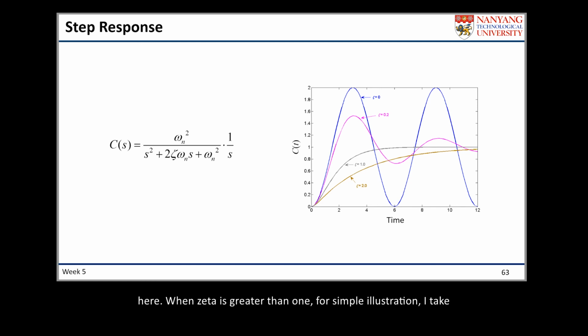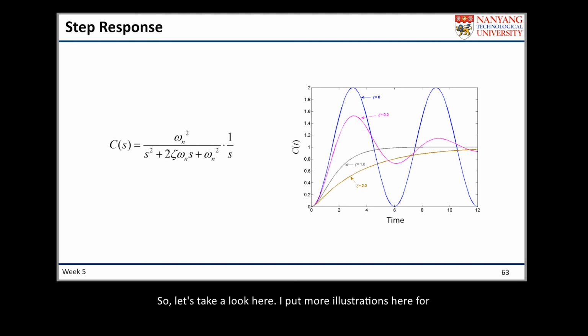So we have three illustrations here: when zeta is greater than 1, for simple illustration, I take zeta equal to 2. When we have critically damped system, when zeta is equal to 1. When we have undamped system, when zeta is equal to 0. And when we have underdamped system, for illustration here, I put zeta equal to 0.2. I explicitly mentioned in the previous slide, for the case of underdamped system, when zeta is getting bigger, closer to 1, the oscillation will be less. When zeta is getting smaller towards 0, then the oscillation will become more.